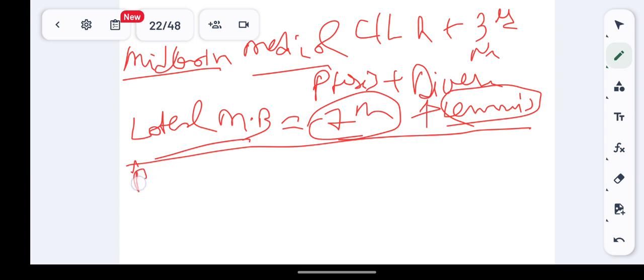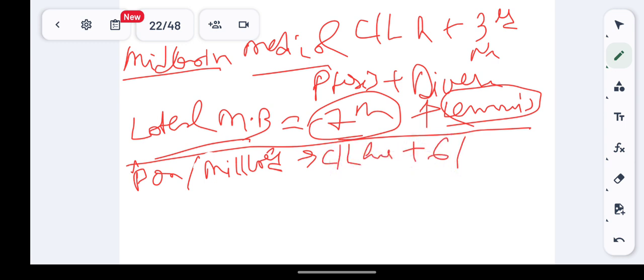In pontine, first we will take the medial side. So Millard Gubler syndrome. One second, I will tell you. Millard Gubler syndrome: contralateral hemiplegia plus sixth and seventh nerve. Sixth nerve is what? Convergent squint. Seventh nerve is lower motor neuron.